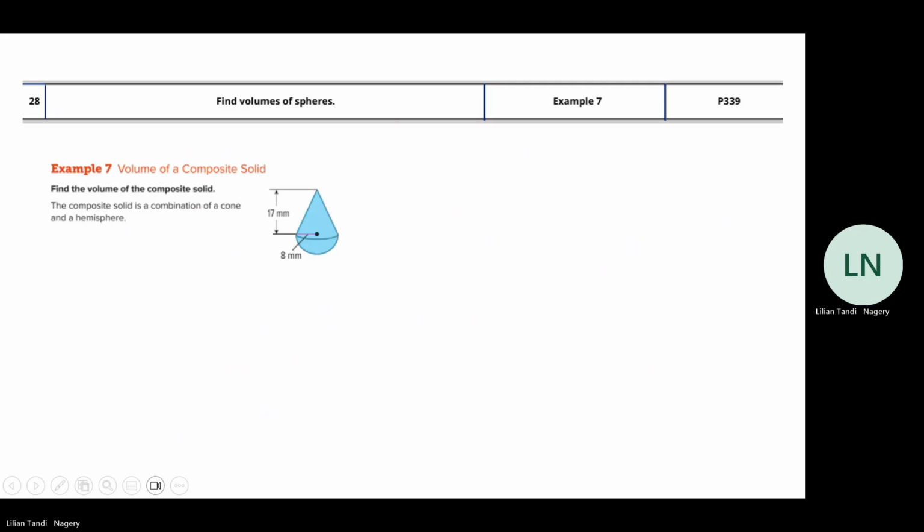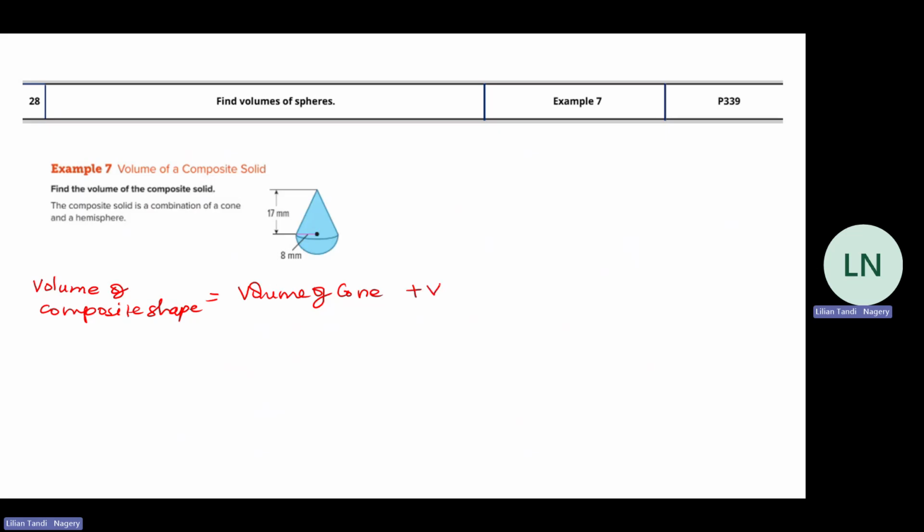Okay? All right. This is a composite shape and it wants the volume. My shape is made up of two shapes. It's made up of a cone and it's made up of a hemisphere. So volume of composite shape will be volume of cone plus volume of hemisphere.